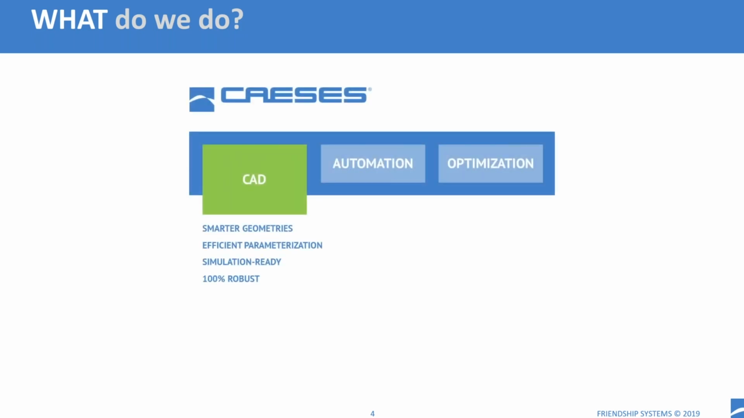So if we look a bit more closely at what we do, the strongest part of our tool CAESES is the specialized CAD tool, which allows building up smart parametric models of the geometry. Also efficient parametric models that allow a lot of variation, a lot of flexibility, but without having too many parameters, because the more parameters we have, the more the effort for the optimization scales. And that is also very robust to run these variations.